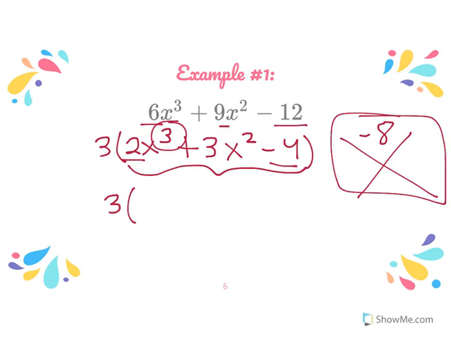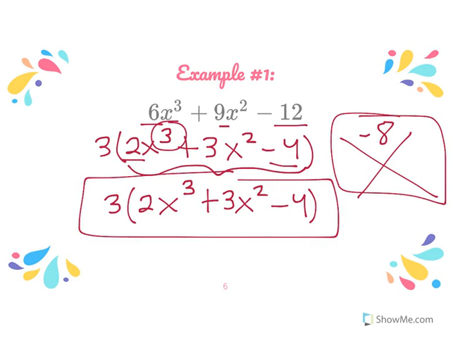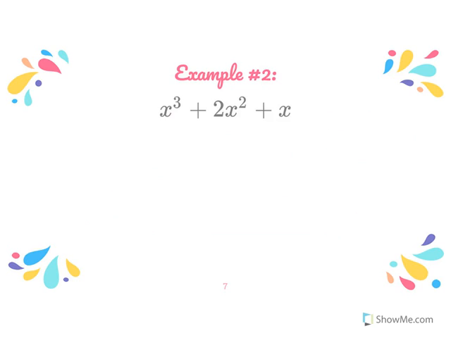So my final solution is 3 times 2x to the third plus 3x squared minus 4. Close your parentheses, and that's your final solution. I cannot factor this because it's not a quadratic, so therefore I cannot actually use the AC method with that. For our next example, we have x to the third plus 2x squared plus x.